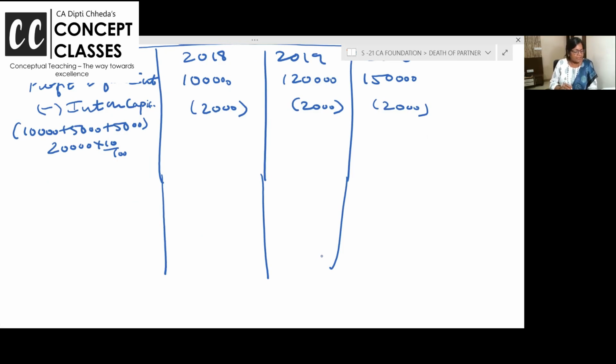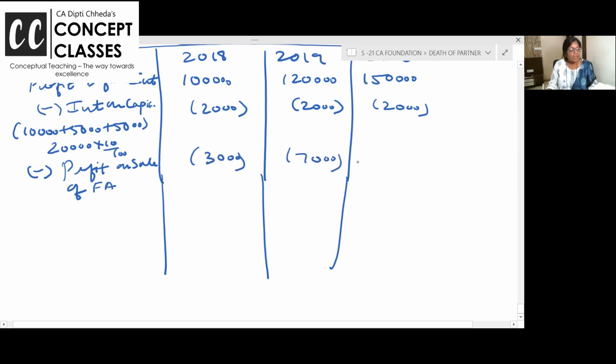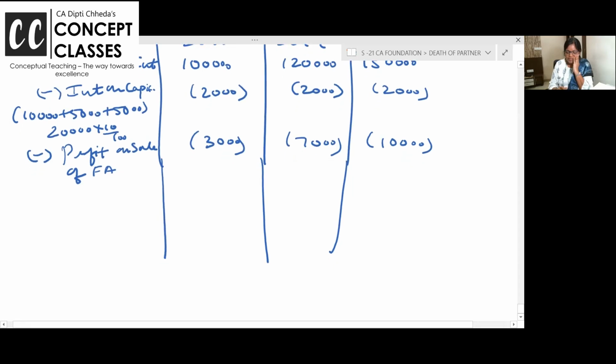Now, some other adjustments are also there. Profit on sale of asset is included, which is not a normal profit. So you want future maintainable profit. So profit on sale of fixed assets minus kar do. 3,000, 7,000, 10,000 minus kar do. Profit on sale of fixed assets.